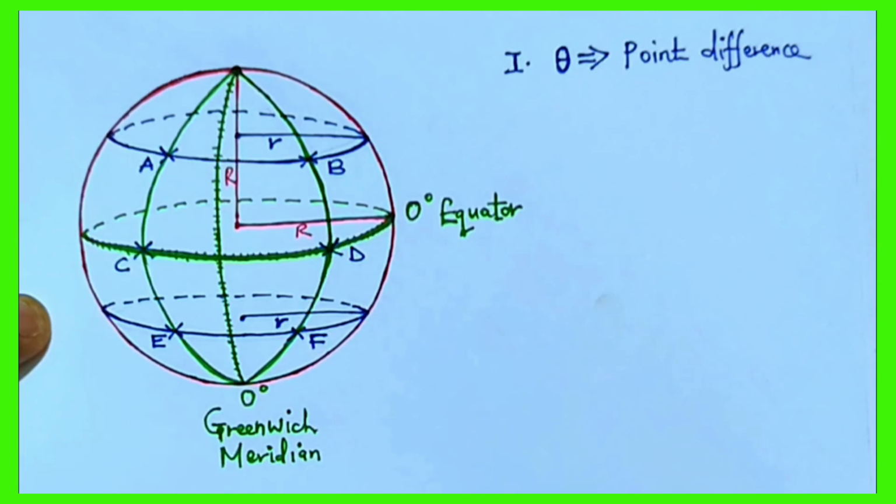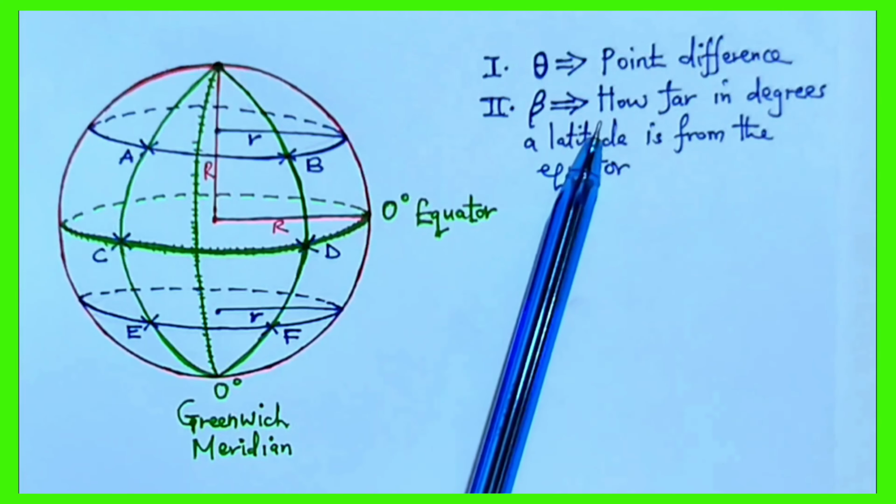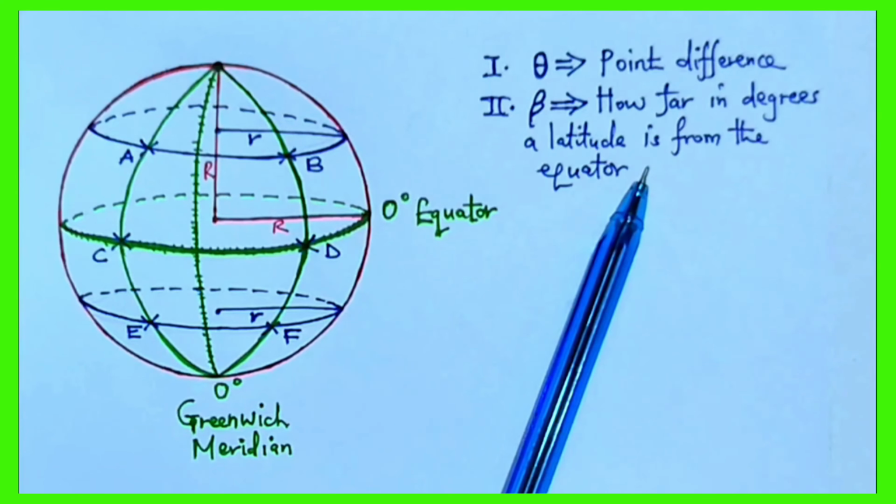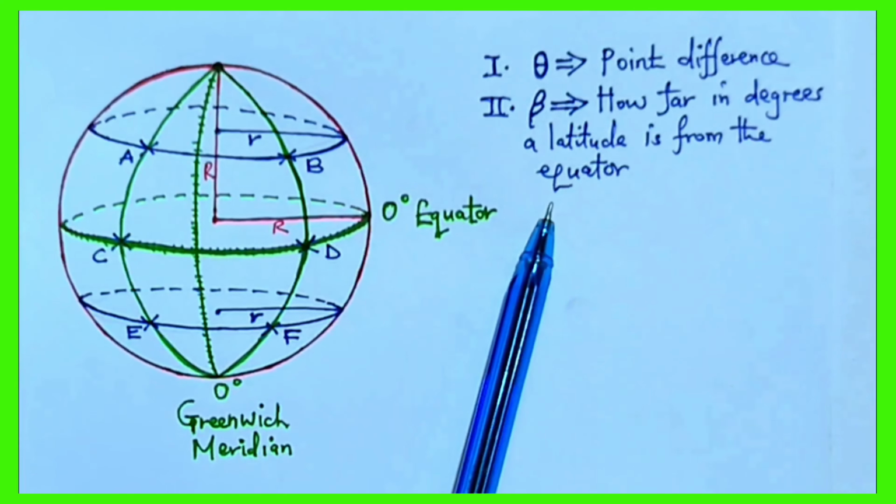The second angle we can consider, I'll represent it with beta, and this will represent how far in degrees our latitude is from the equator. And this is when we are considering distances, especially along a small circle. Therefore, as pertaining to the radius of a small circle or the radius of a latitude, it is found by r equal to capital R cos beta. And how do we arrive at this formula?